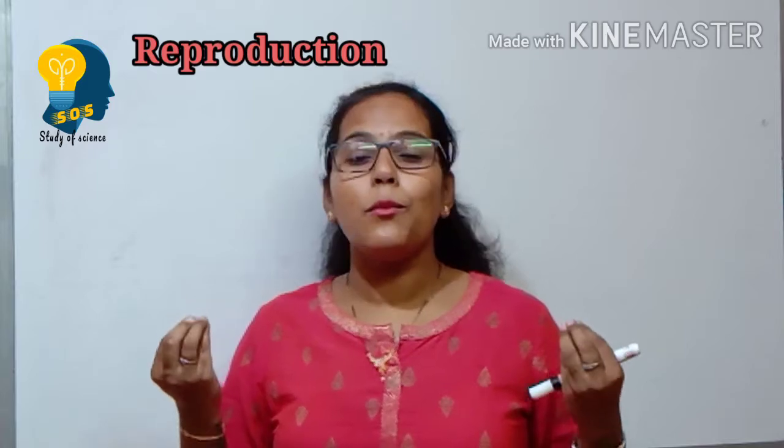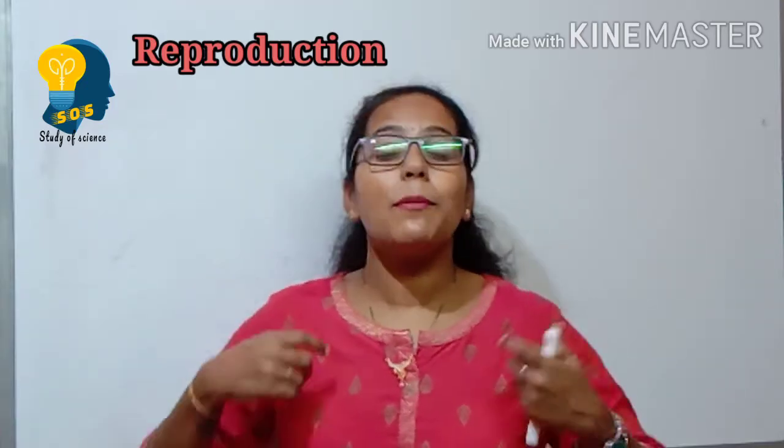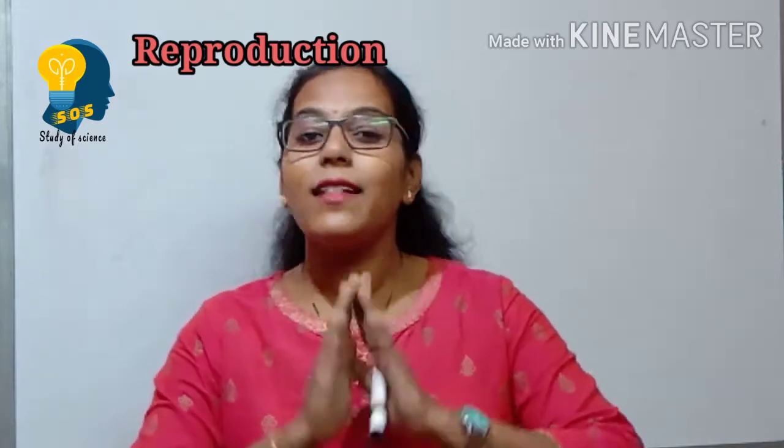Why? Because when we talk about ourselves, that gives you a more interesting way to learn. When I say that you have two eyes, you can just imagine, yes, I have two eyes, right? So when I say something about you, it is easy for you to correlate it to yourself. So we are going to mainly understand reproduction in human beings in this lesson. That is the main intention or agenda of this session. Okay? So now, let us understand what reproduction is.